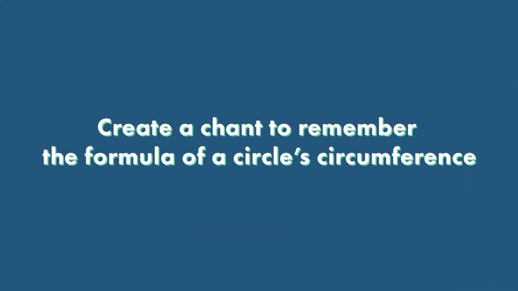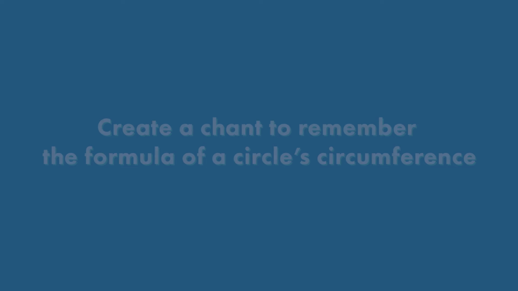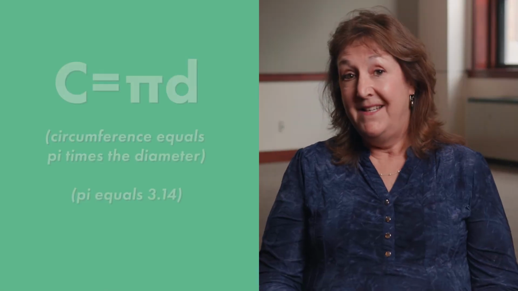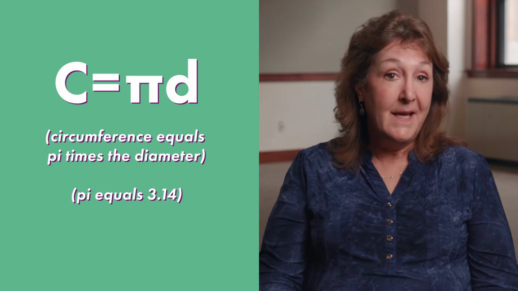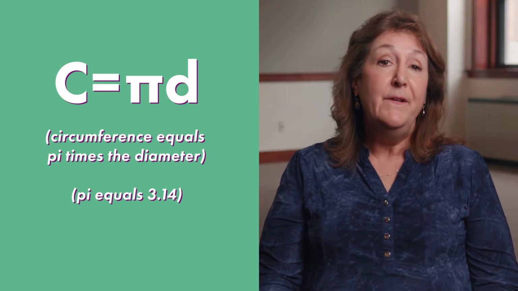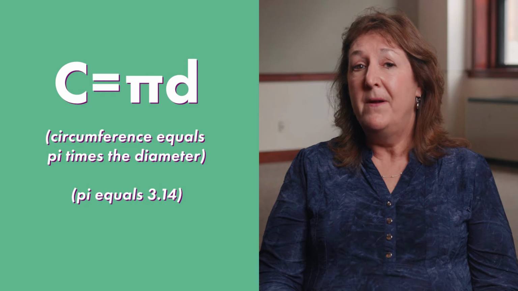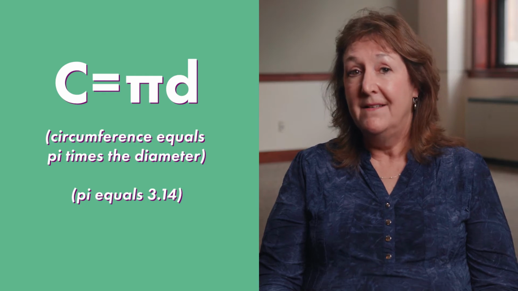Next, introduce the group to the concept of a chant, which they'll be creating in order to help them remember one of the trickiest aspects of this previous conversation: the specific formula to calculate the circumference. Write the formula down for the students to see. Circumference equals pi times the diameter. Review that pi equals 3.14 if necessary.